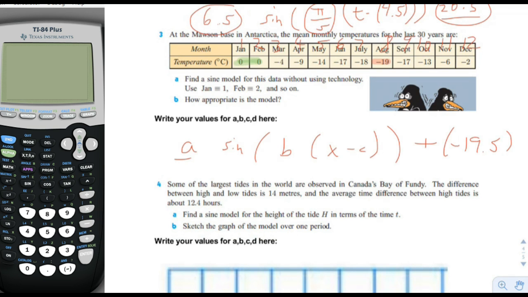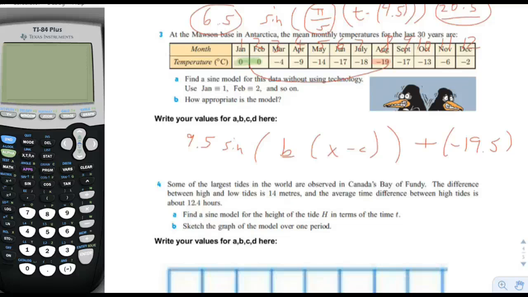And a would be the difference between the maximum and the minimum divided by 2. So we'll do 0 minus negative 19, which would be 19, divided by 2 is 9.5. So this would be 9.5. Okay, so we have 2 of the numbers so far. Then let's try to figure out the b value. The period here looks like it's about from 1.5 to 8. So the difference, 8 minus 1.5, is about 6.5.